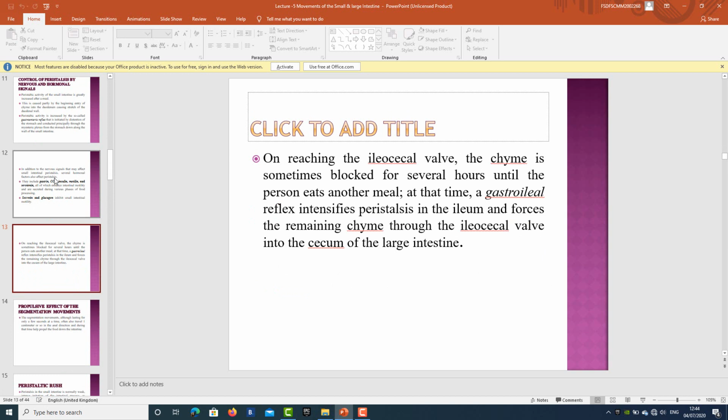On reaching the ileocecal valve, the chyme is sometimes blocked for several hours until the person eats another meal. At that time, a gastroileal reflex intensifies the peristalsis in the ileum and forces the remaining chyme through the ileocecal valve into the cecum of the large gut.